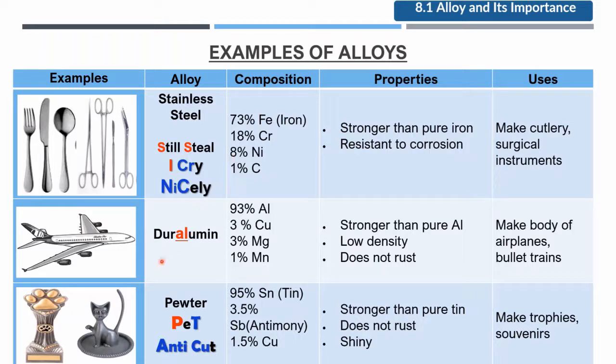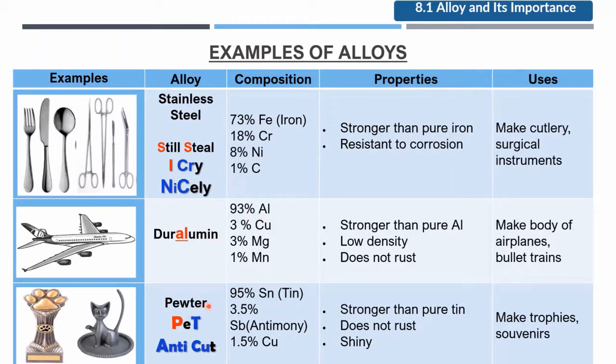Number 5, duralumin. Okay, you just memorize Al. Look at Al in the middle here. Al represents the major composition in duralumin alloy, which is aluminium.